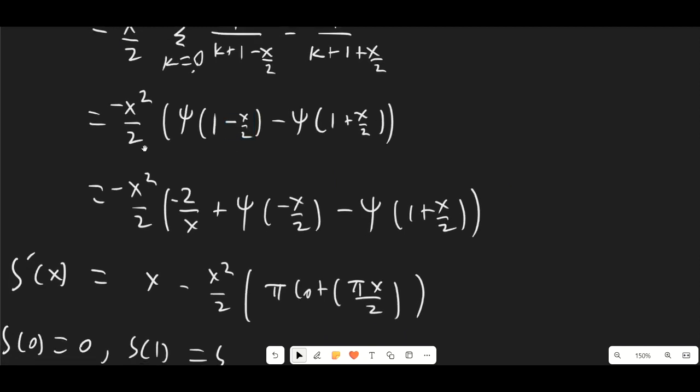Next, we're going to use the digamma function recurrence relation, which says that digamma of 1 plus y is the same as 1 over y plus digamma of y.